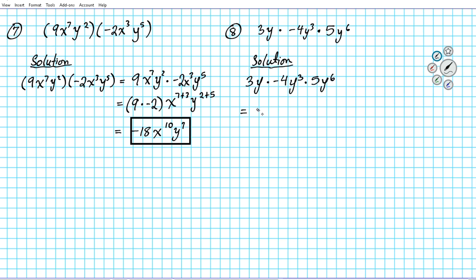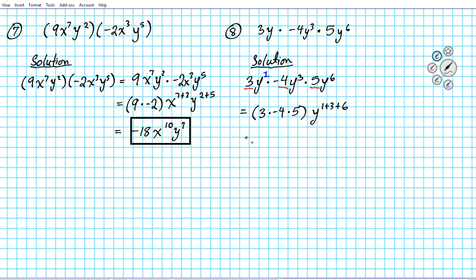So for this particular problem, we're going to multiply the three coefficients, 3, negative 4, and 5. So when we multiply those, we're going to have 3 times negative 4 times 5. That's the coefficient component. And then the y's will add all the powers. This has no power, so it has an invisible exponent, which is 1. So for the y, we're going to have y raised to the 1 plus 3 plus 6.